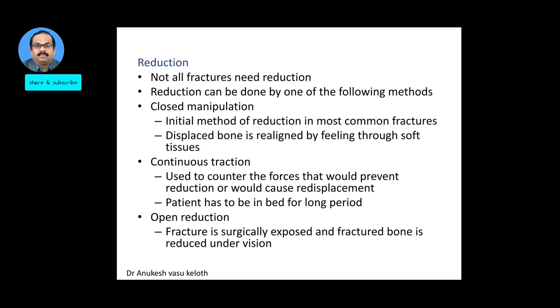Now this also means that the moment you do a closed manipulation, you need some form of immobilization. So usually you can do a plaster or cast immobilization with a slab or a cast, so that we can keep the reduced bone fragments in the same position. Now here, one more point to be noted is that once you do a closed manipulation, an X-ray is taken to see if it is an acceptable reduction. If it is acceptable, you can proceed with the immobilization.